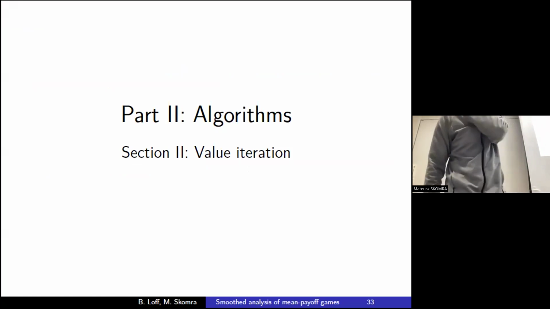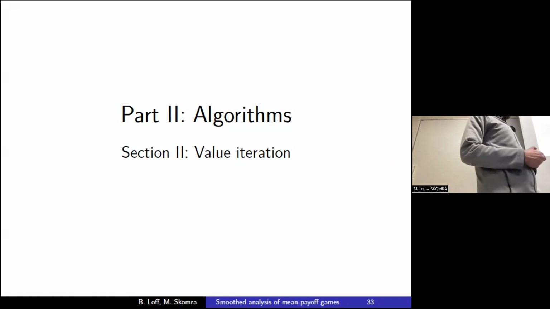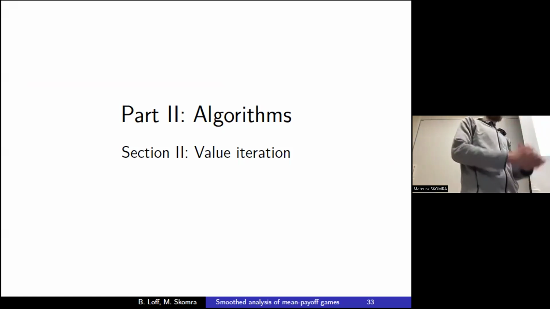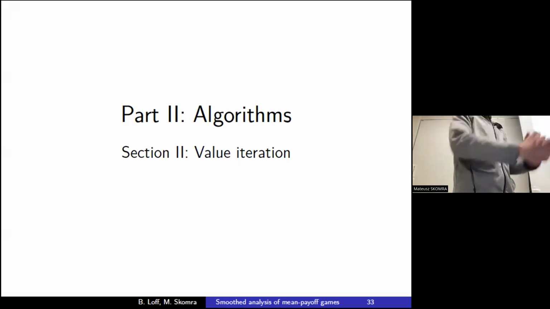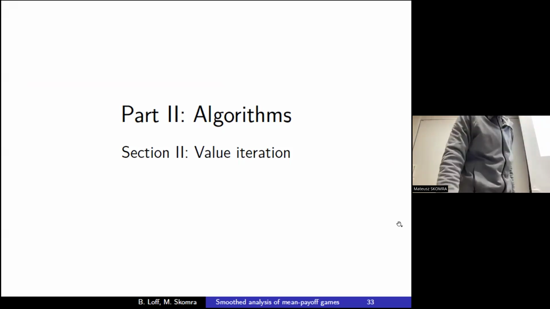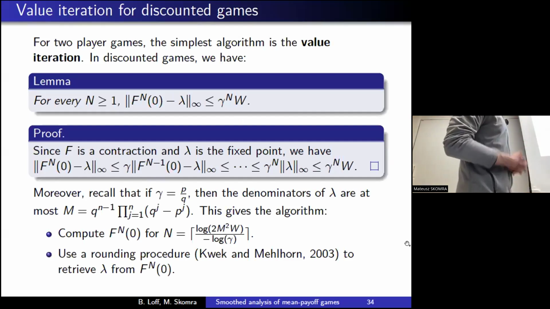Okay, so the second kind of algorithm. Now we move to the two-player case. Let me start by discussing the simplest algorithm imaginable. We have seen the characterization of the value, right? And this characterization just suggests the value iteration algorithm. So what is the value iteration algorithm?